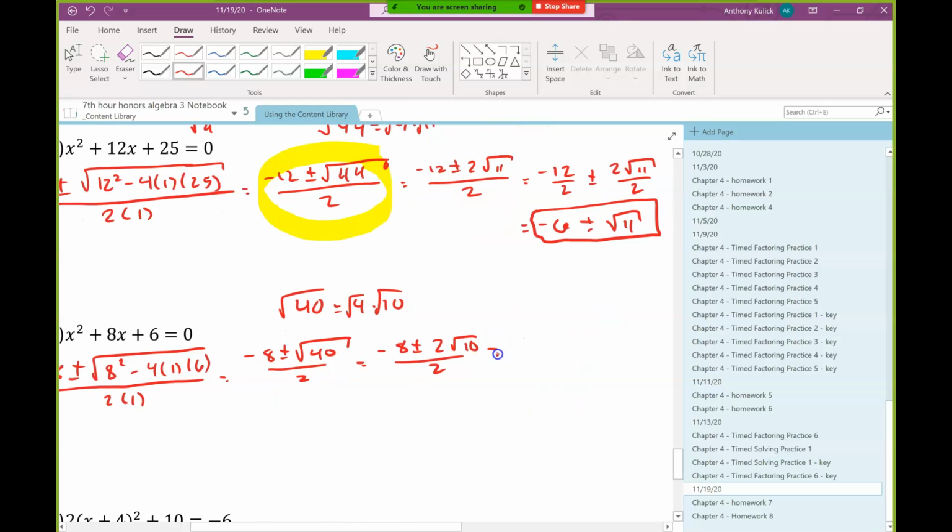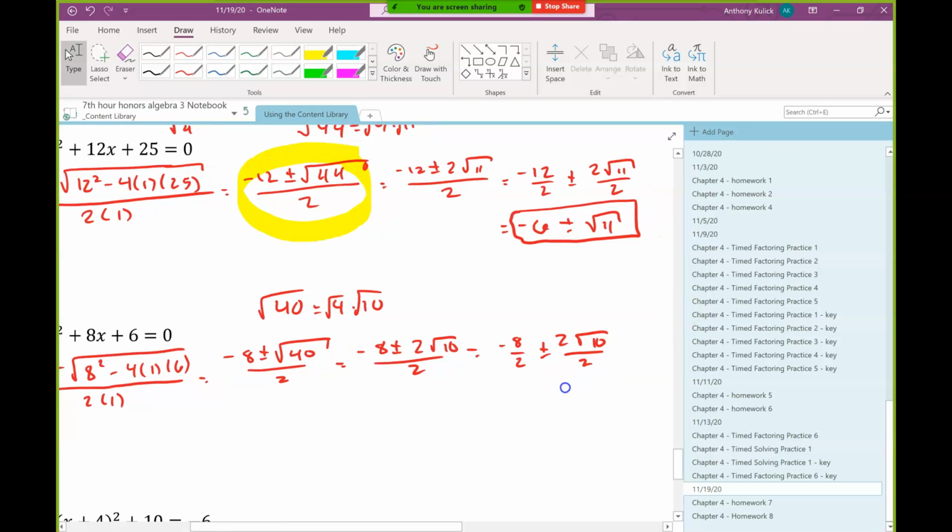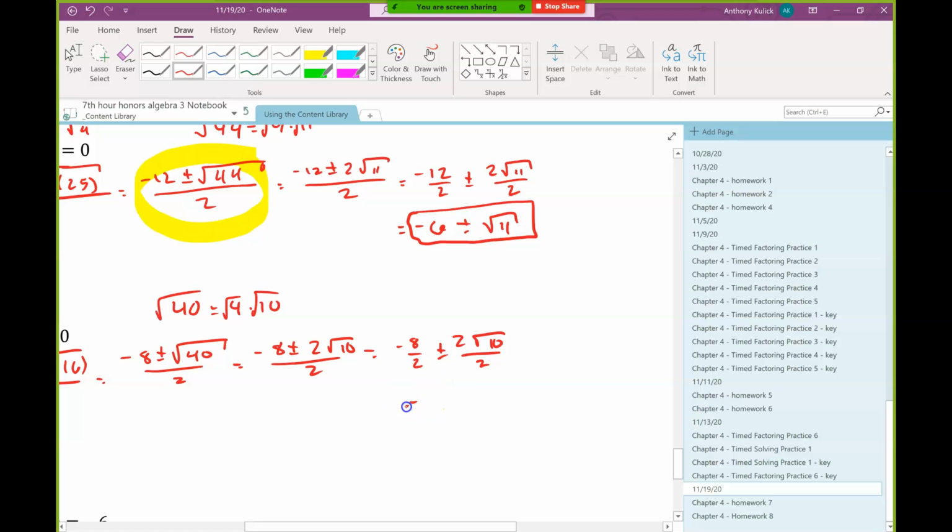And if we write this as separate fractions, we get a very similar situation as before. I get negative 4 plus or minus root 10. And again, if you had stopped here, I would mark that wrong.